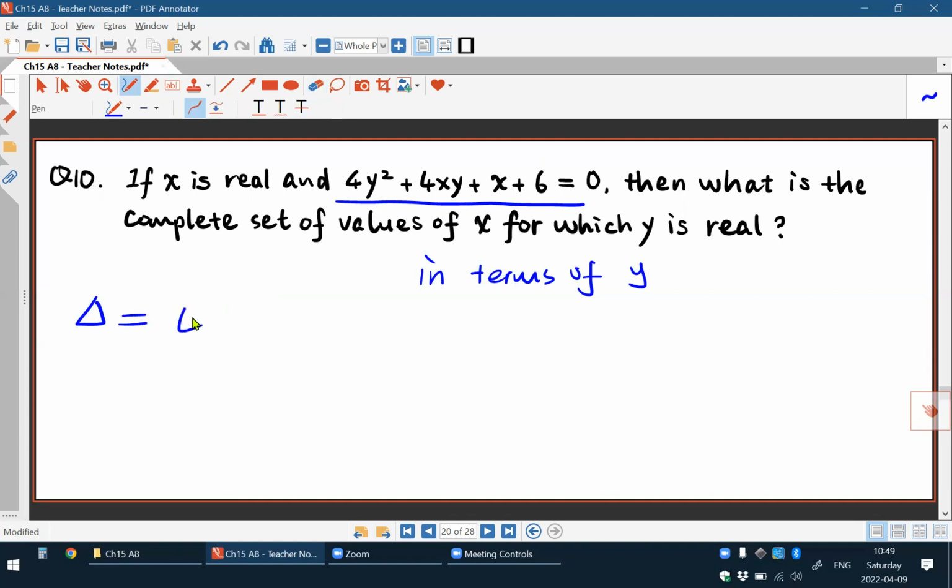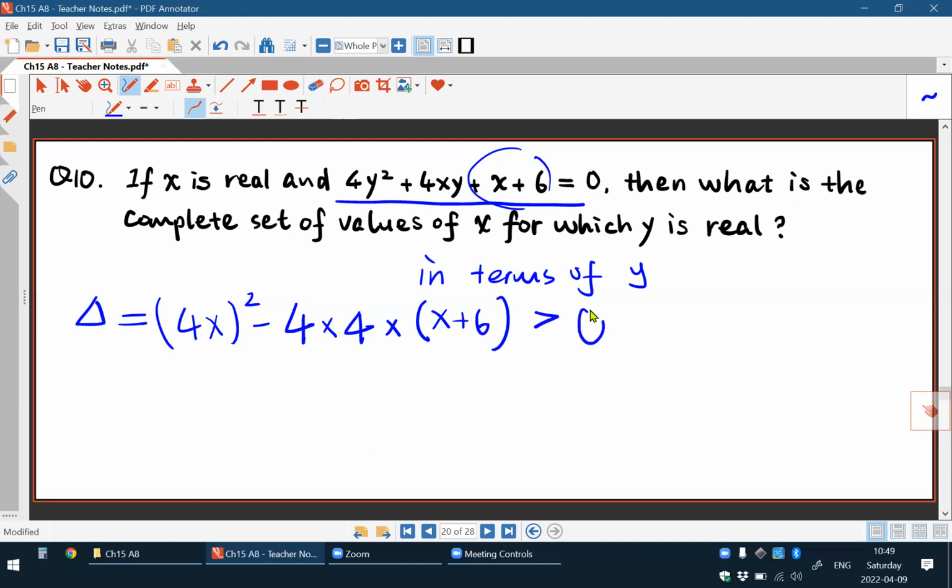4x squared plus or negative? Oh, negative 4 times 4 and 6. This is a constant, x, right? Plus 6. Anything except that y is constant. This is a constant, right? x plus 6. So the delta needs to be greater than 0.